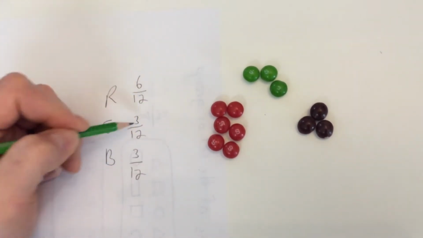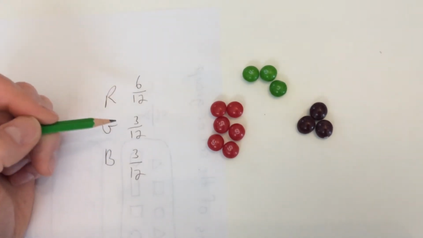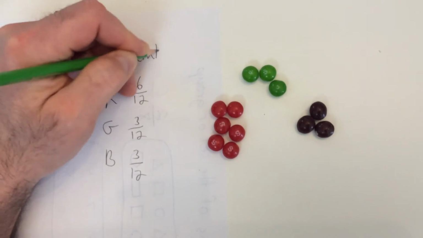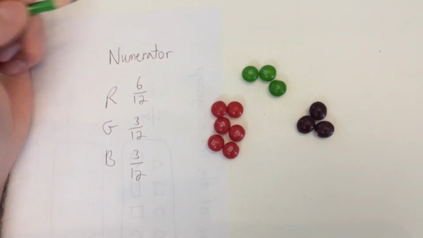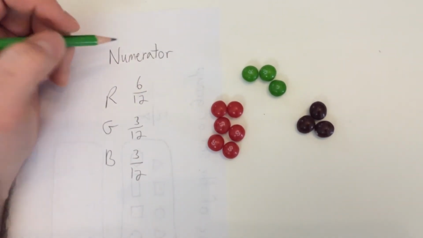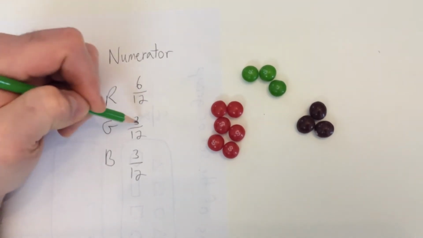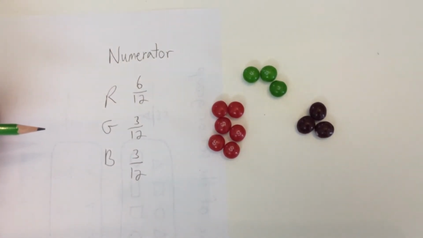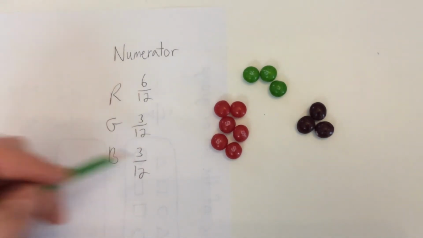And again, if you add up these top numbers, and by the way, these top numbers are called numerators. Okay, top number is called the numerator. So you add up all the numerators. 6 plus 3 is 9, plus 3 is 12, and it should add up to the total. Okay, you don't add up the bottom ones.